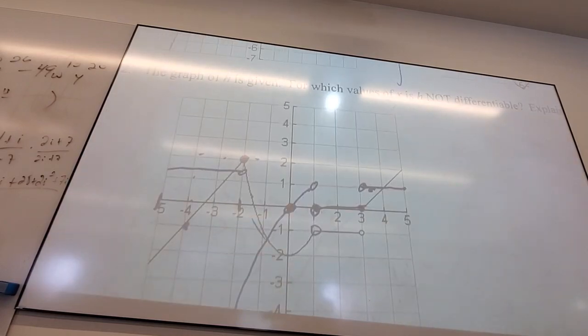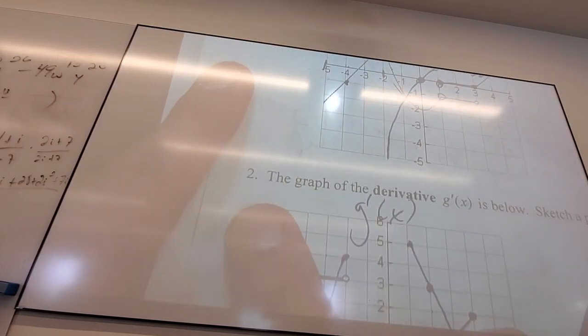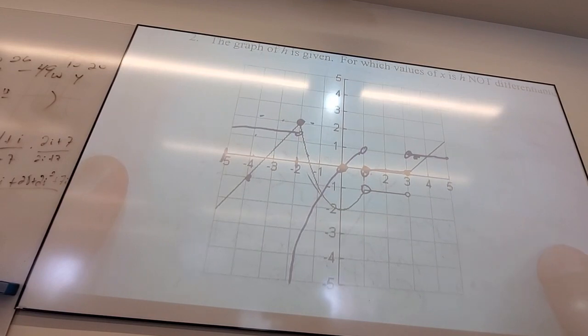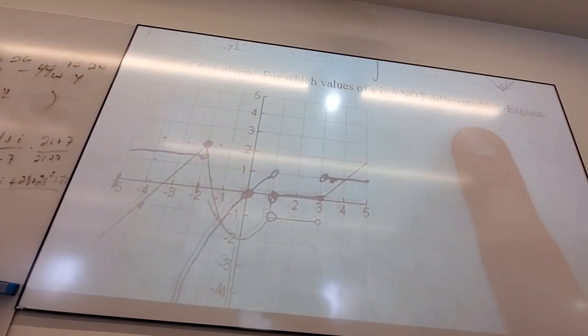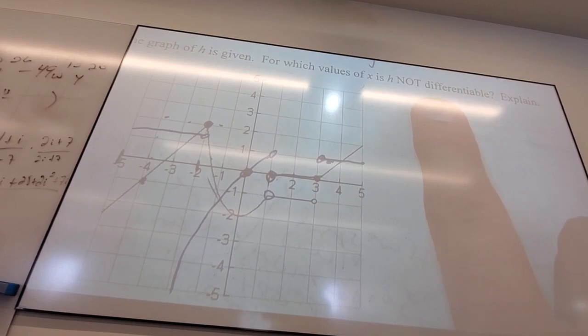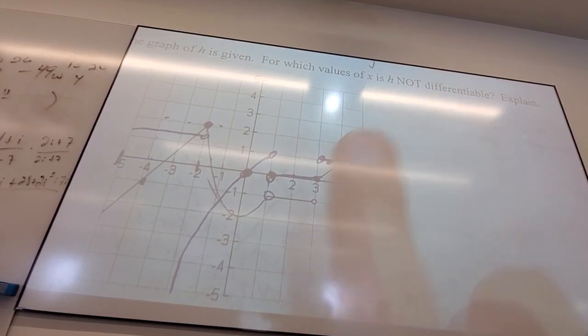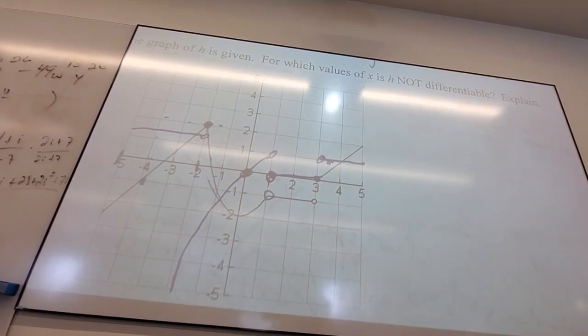For number 2, the other number 2. Oh, I'm sorry, I forgot there's a whole other thing. Which values of x is h not differentiable? Where is my slope discontinuous? My slope is discontinuous at -2, right?